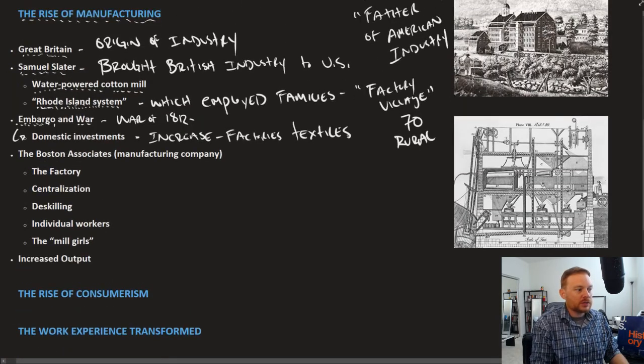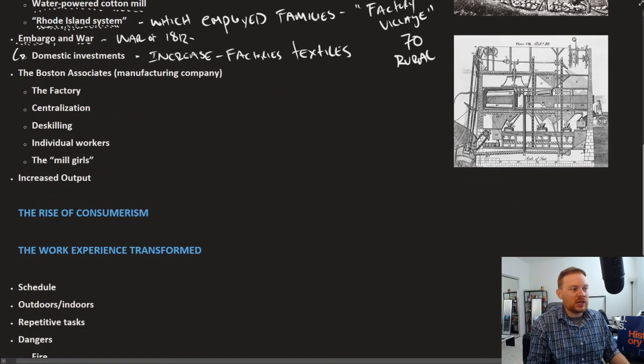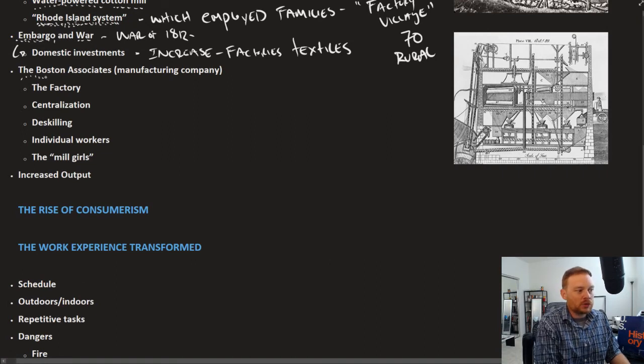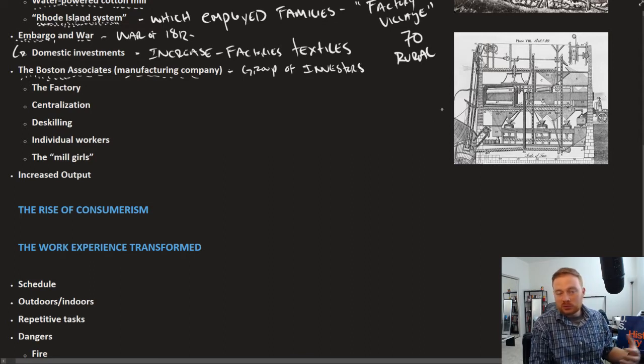Now, even though Samuel Slater and the Rhode Island system was maybe the first factory system, there was a factory system that proved more efficient, and that was created by, you can call it the Boston Associates, or you can call it the Boston Manufacturing Company. This was a group of investors who built factories that were a little bit more profitable, a little bit more efficient. What you could do with the factory system essentially was to centralize, right? Centralize production.